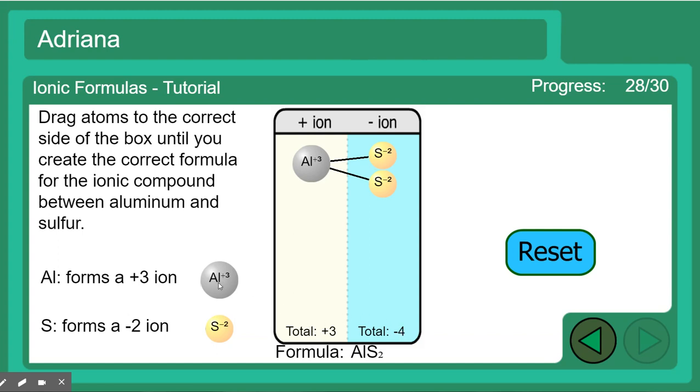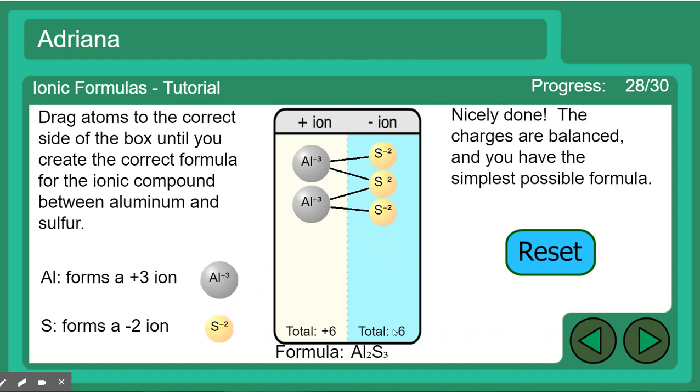Let's add some more positive charge to this. Well, we're not there yet. Now we have a positive charge of +6 and a negative charge of -4. So let's add in another sulfide ion. And voila, we did it. We balanced them. Right now we have a total charge balance of +6 on this side and -6 on this side. Here's a quick trick.